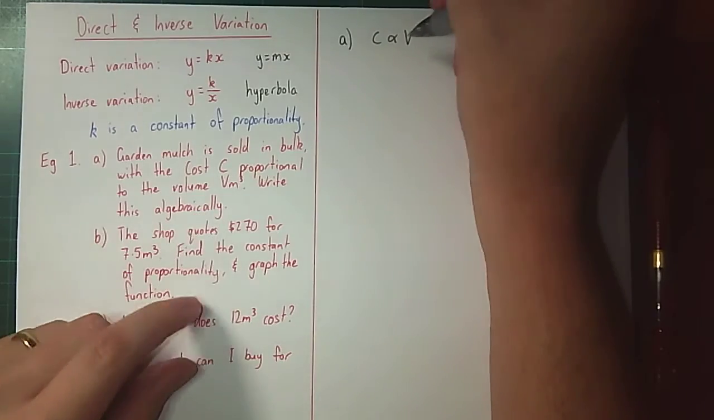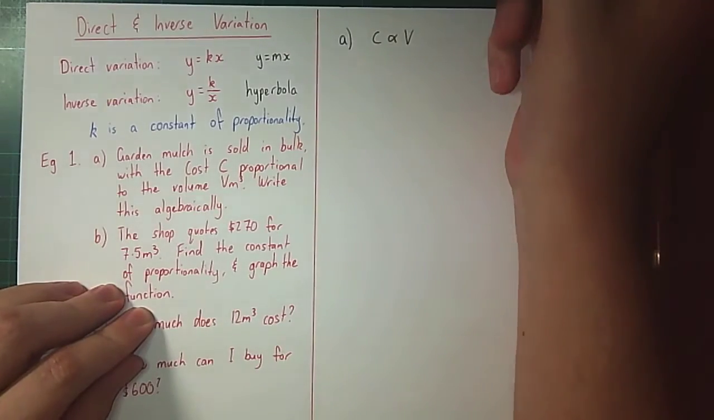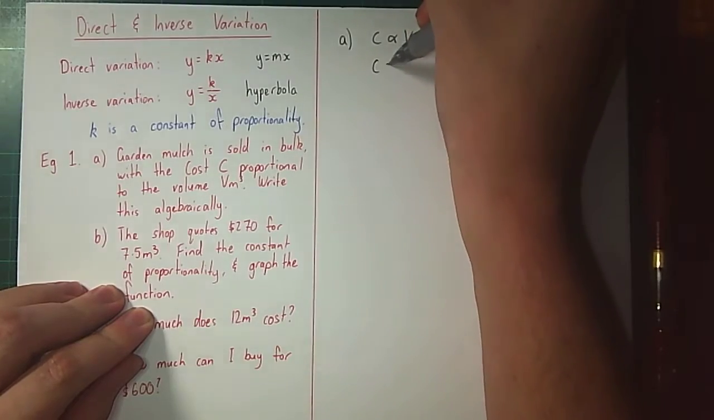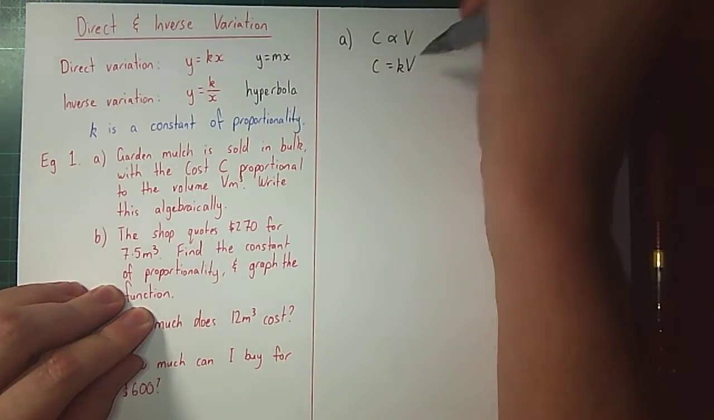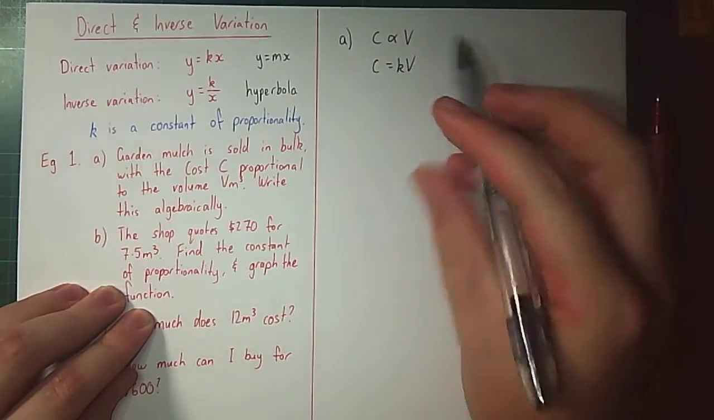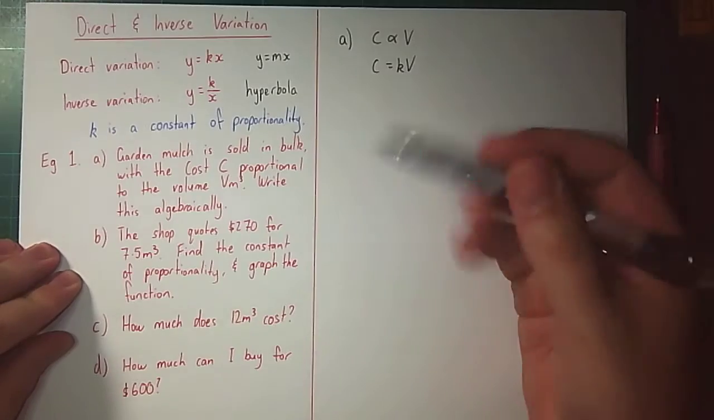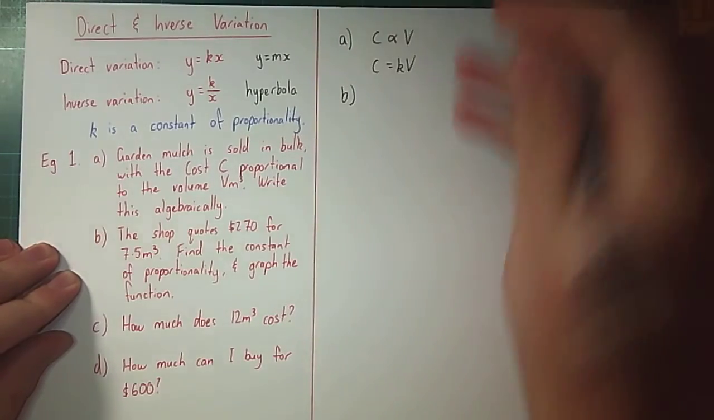It looks a bit like a fish. That's the symbol we're going to use for proportion. So if that's the case, then that means that C is equal to KV. Okay, so that's our answer for A. We've written it algebraically.